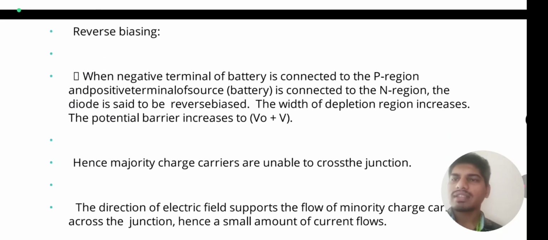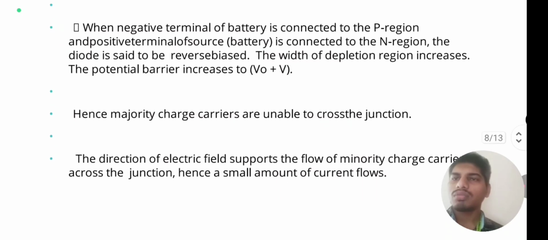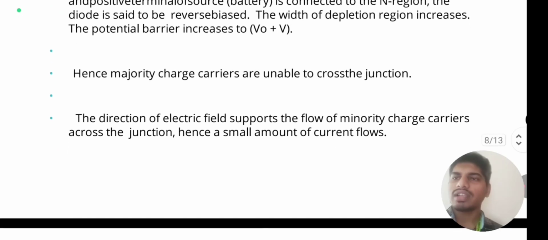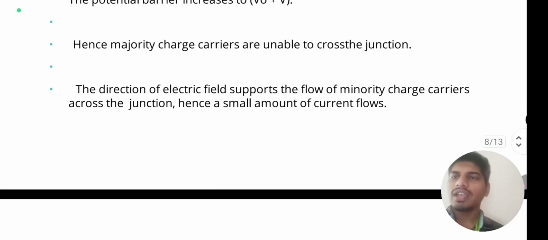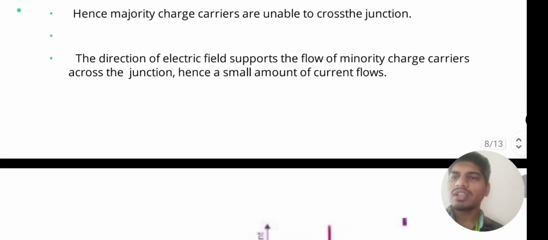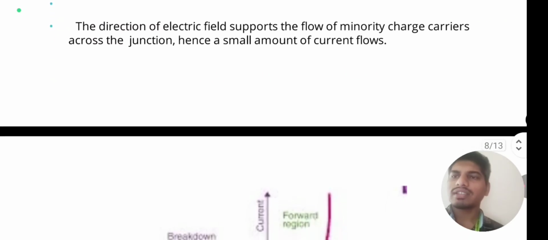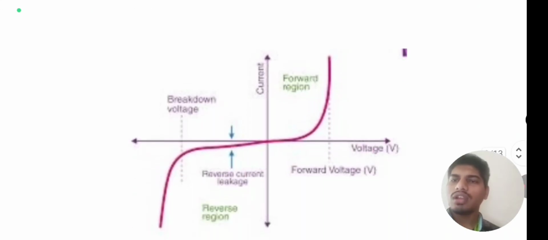Reverse biasing: when negative terminal of battery is connected to the P region and positive terminal is connected to the N region, the diode is said to be reverse biased. The width of depletion region increases. The potential barrier increases to V0 plus V. Hence, the majority charge carriers are unable to cross the junction. The direction of electric field supports the flow of minority charge carriers across the junction. Hence, a small amount of current flows.